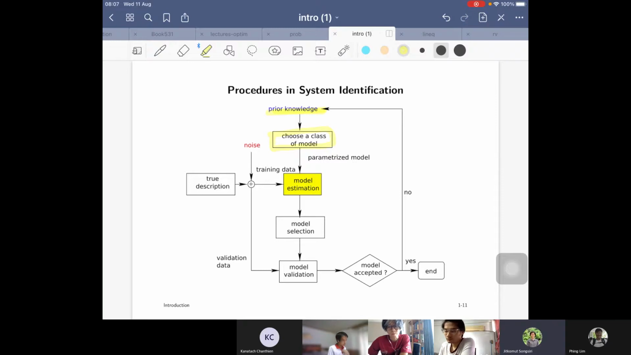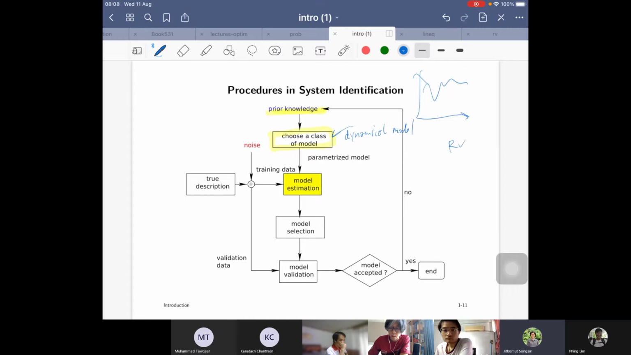There might be several model classes that are suitable to your question. For example, if you want to learn a model that explains the behavior of a time series, something that depends on time, of course you would pick a model class that represents a dynamical model. Or if your application is to learn a description of a random variable, your model class would be a probabilistic model, things like that.